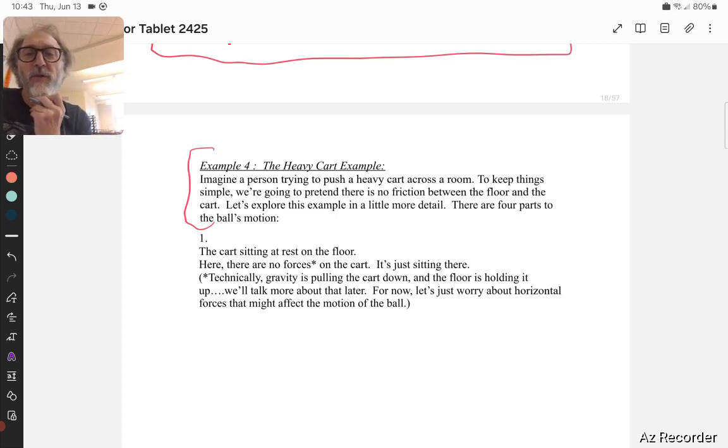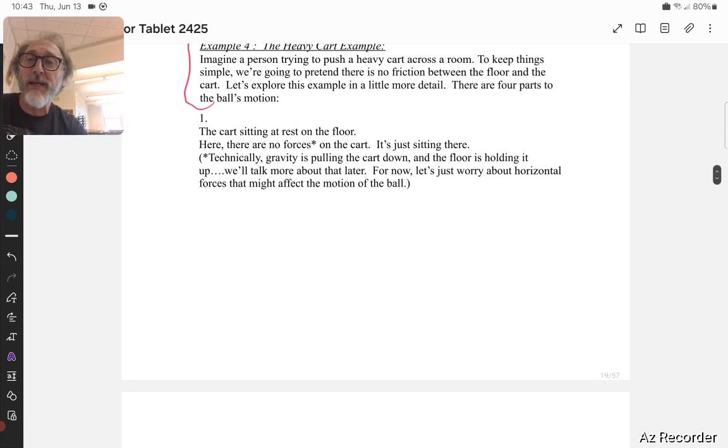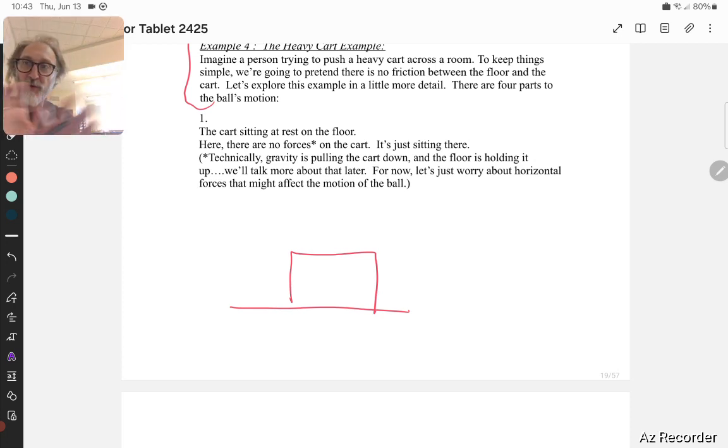All right, so let's see what happened. At the very beginning of the video, the cart was just sitting there. So here's the floor with the cart, and it was just sitting there. Technically, we've got gravity and normal force. Again, we're not going to worry about that for a couple days. But that was it. It was just sitting there.